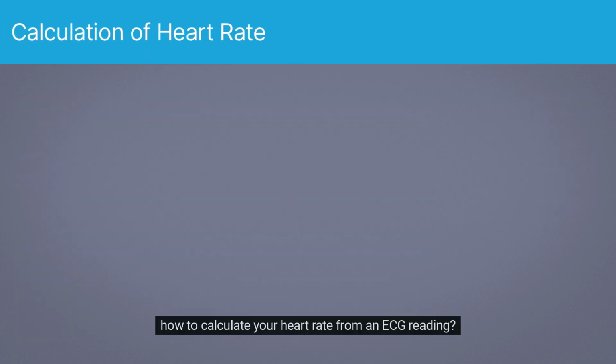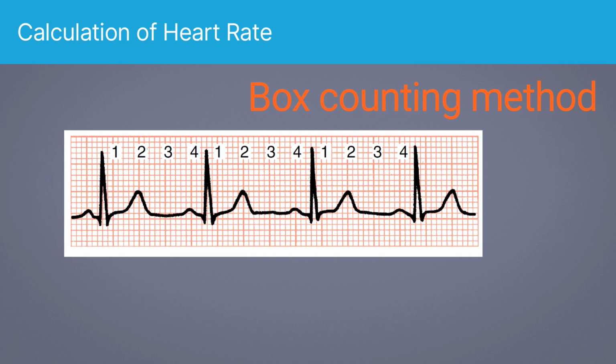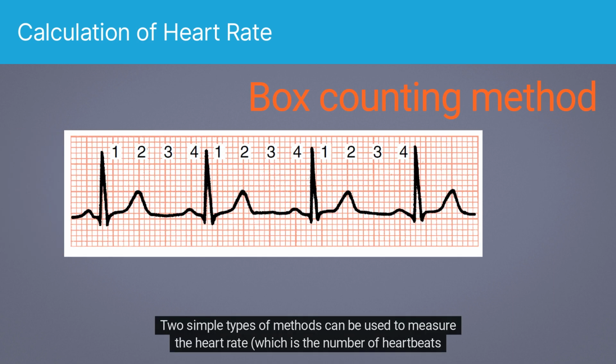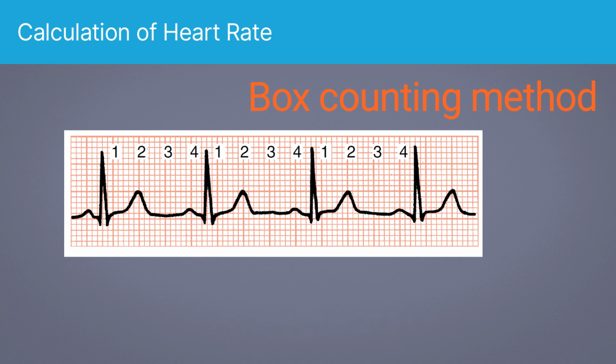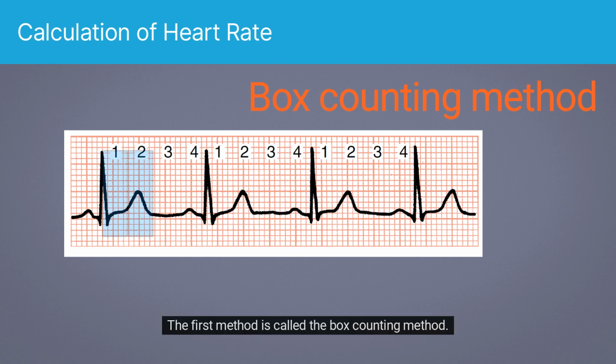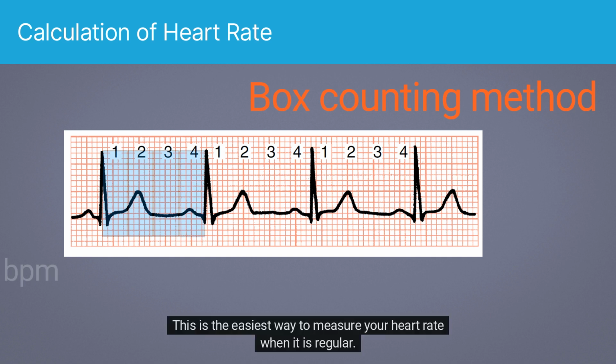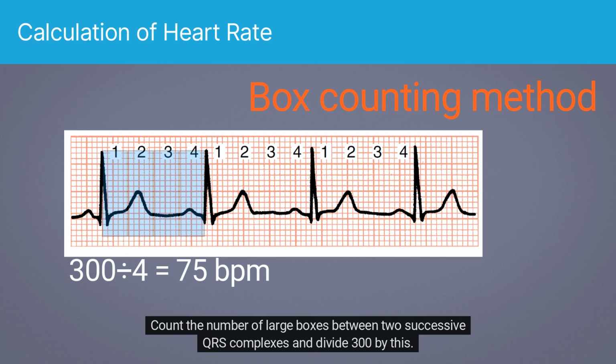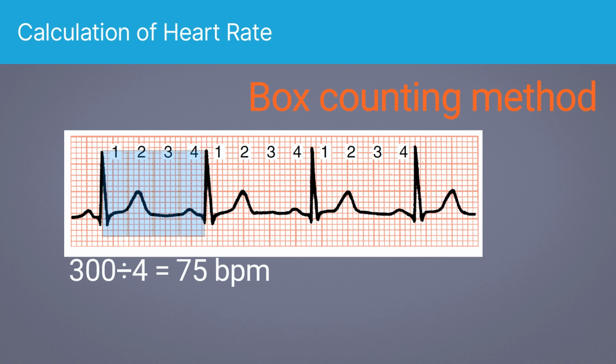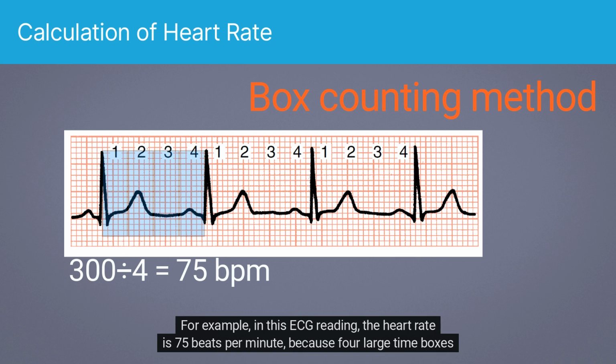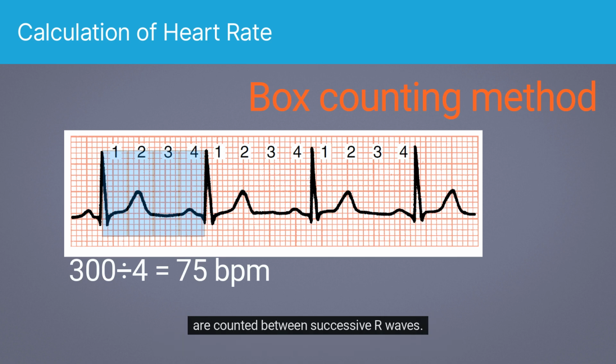How to calculate your heart rate from an ECG reading? 2 simple types of methods can be used to measure the heart rate, which is the number of heartbeats per minute from the ECG. The first method is called the box counting method. This is the easiest way to measure your heart rate when it is regular. Count the number of large boxes between 2 successive QRS complexes and divide 300 by this. For example, in this ECG reading, the heart rate is 75 beats per minute because 4 large time boxes are counted between successive R waves.